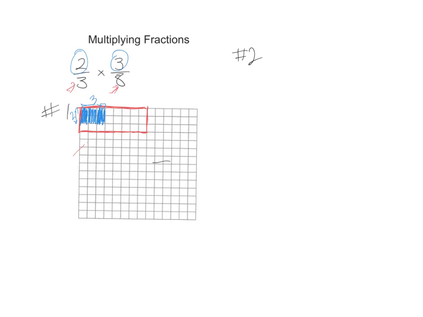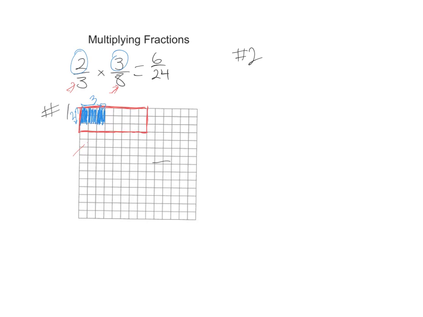Now here's the cool thing, the groovy thing, is you can see how much I have colored in. Well, it's pretty clear here. I've got 6 squares colored in. What was the total number of squares? Well, it was 3 by 8. So that was 24. So my answer to multiplying these two fractions of 2/3 times 3/8 is 6/24.